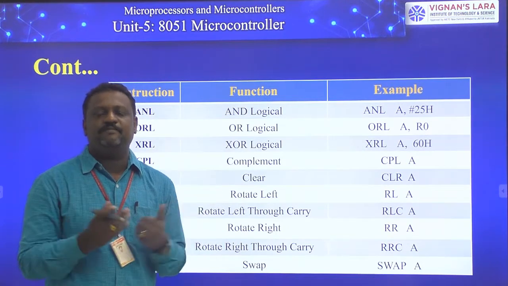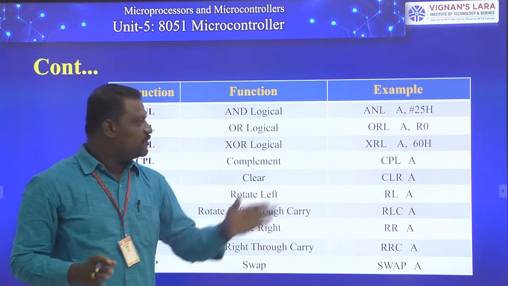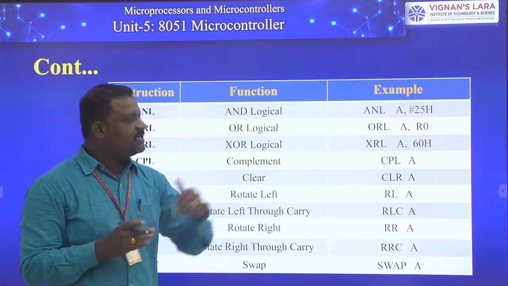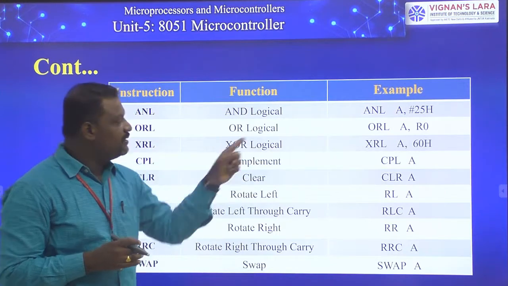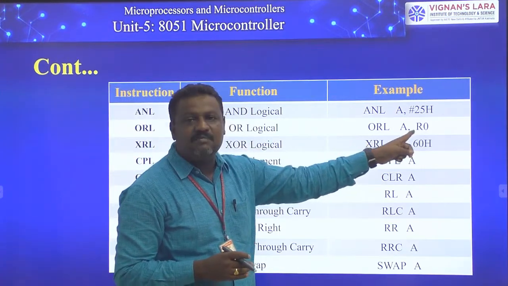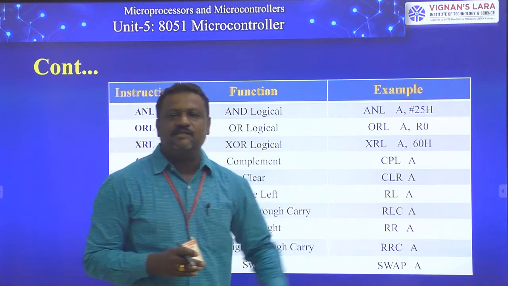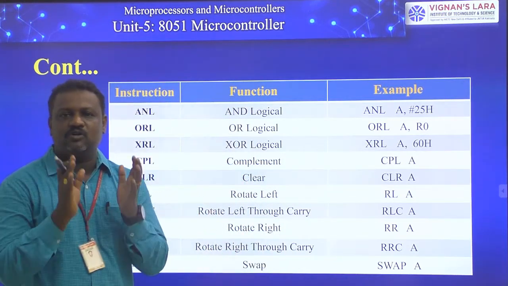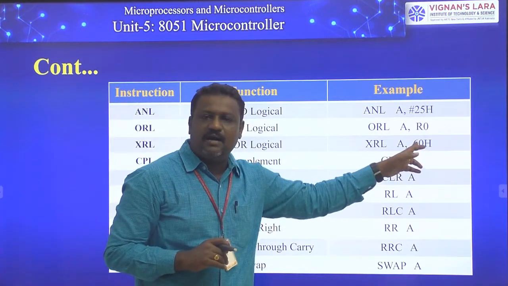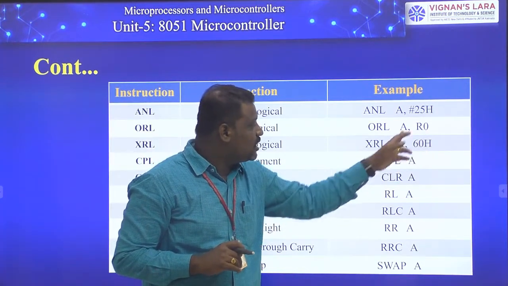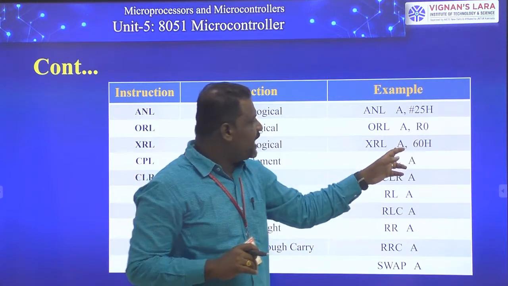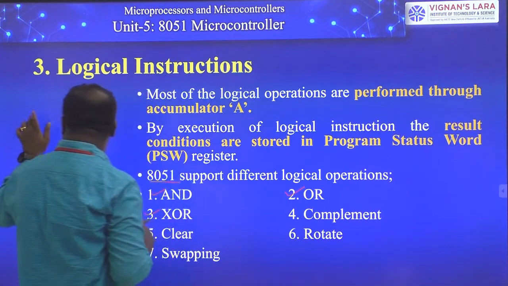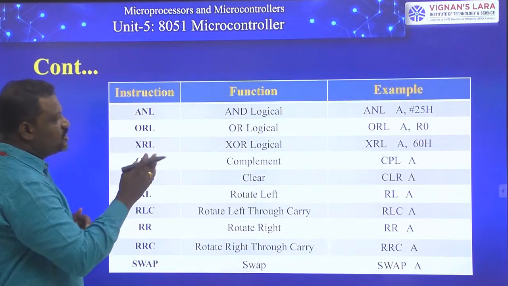These are the four different possible combinations we use for this XOR related instruction also. For better understanding, I'll go for an example, that is XRL A, 60H. Once you see this instruction, we can easily identify that our instruction is in direct addressing mode, because here our source operand is 60H, and 60H is nothing but the address of data.